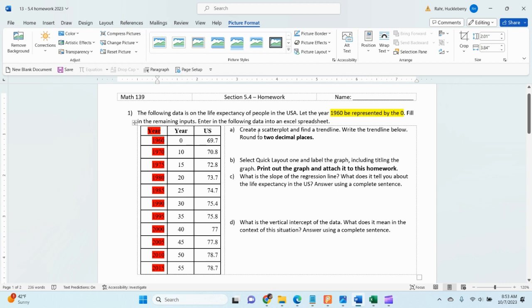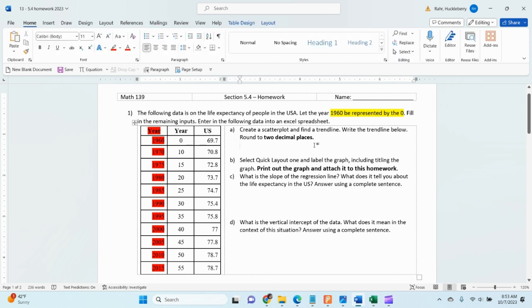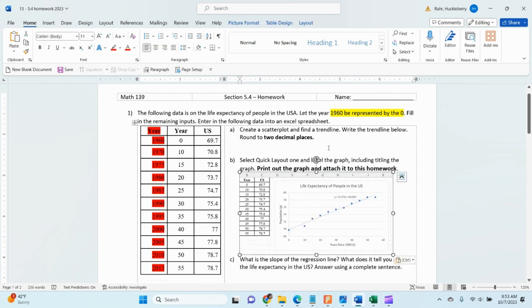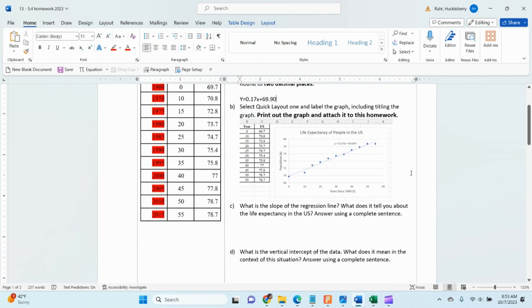So it says over here, create a scatter plot with a trend line. I'm going to put this one under B. Quick layout. So that's where I want this. Okay, create a scatter plot, find a trend line, write the equation. So y equals, it says 2 decimal places, 0.17x plus 69.897, so that's going to be 69.90 if I'm rounding to 2 decimal places.